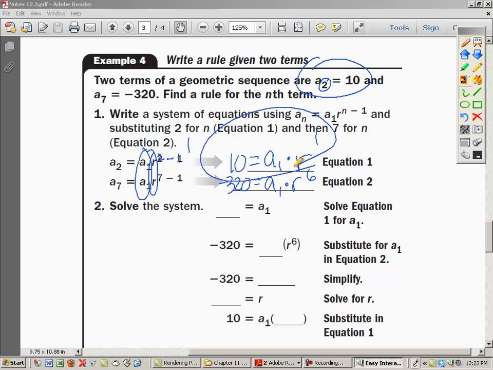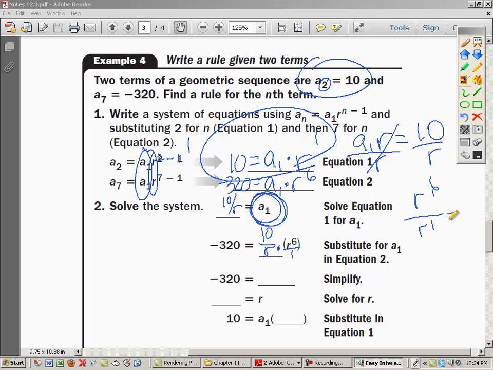So the first equation, I want to solve that for a1. So if I divide both sides by r, I get a sub 1 is equal to 10 divided by r. And now I'm just going to make a simple substitution. I'm going to replace a sub 1 with 10 over r in the second equation. So negative 320 is equal to a sub 1, which I know is 10 over r, times r to the 6th. Now this is r to the first power on the bottom. This is the same thing as r to the 6th on the top. So really you have r to the 6th over r to the 1st, which as you guys know is r to the 5th power. Okay? And so this simply becomes 10r to the 5th. All right?